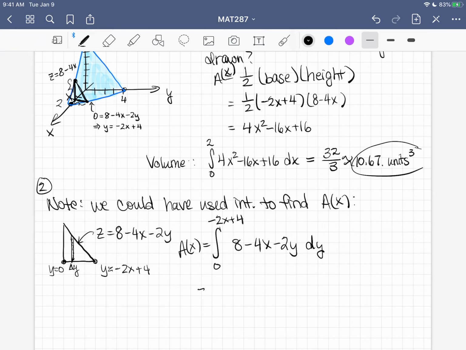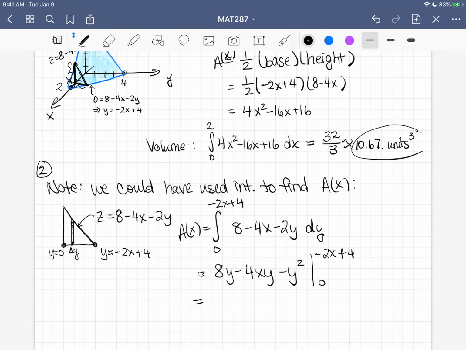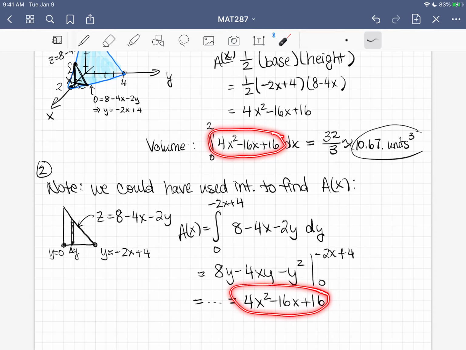All right, so if I integrate with respect to y, I'm going to get 8y minus 4xy minus y squared, evaluated from 0 to negative 2x plus 4. If you plug in for y and simplify, I'm going to skip a few steps again just for sake of time. You can pause the video and work it out yourself to make sure you agree. I'm going to get 4x squared minus 16x plus 16. Now notice, that's the same thing I got up here, which is good, right? That's the area of that triangle.